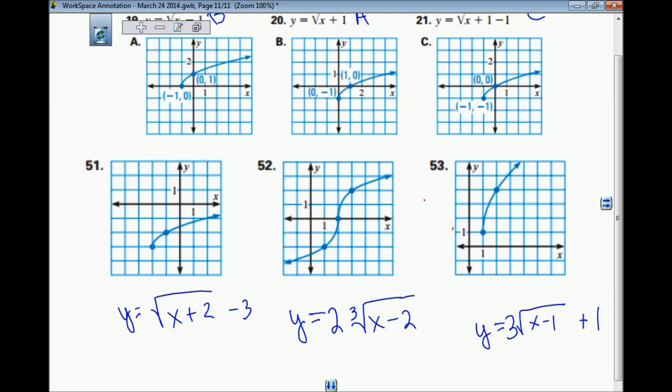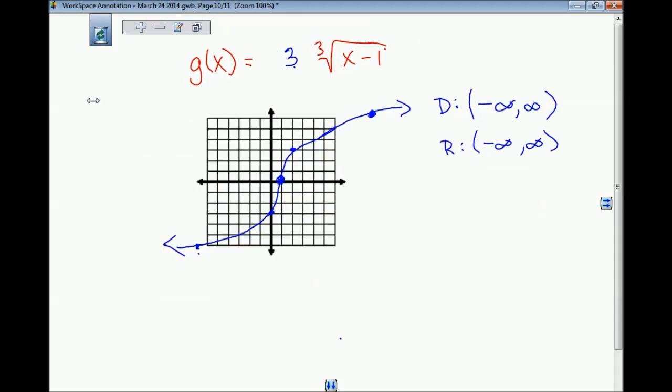Nice job. Oh, you know what I didn't do? What would happen if I threw a negative out in front of this one? It would just flip this way. And that looks like the South Korean flag. Is that Vietnamese?